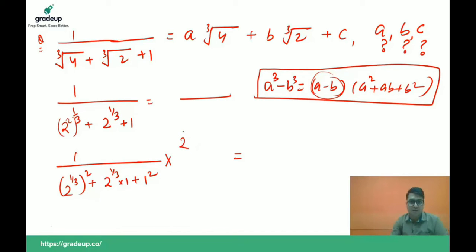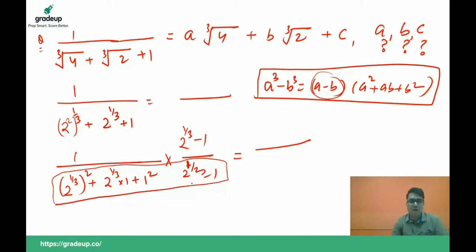So multiply by a minus b in numerator and denominator both. You will get the same. So after solving this, you can apply the formula a cube minus b cube, and you will get 1 from here. So you are left with 1 by 3 minus 1, equal to A cube root of 4 plus B cube root of 2 plus C.